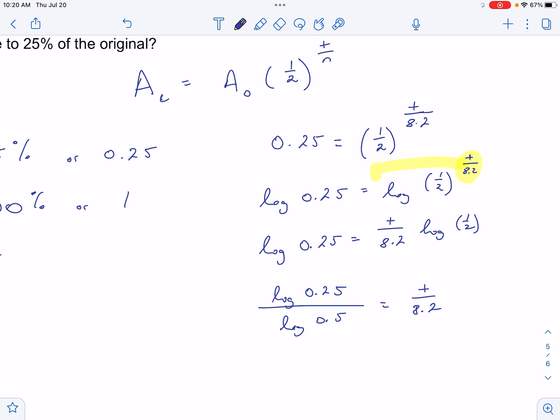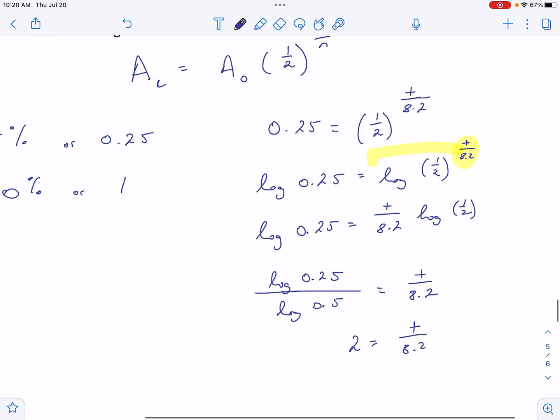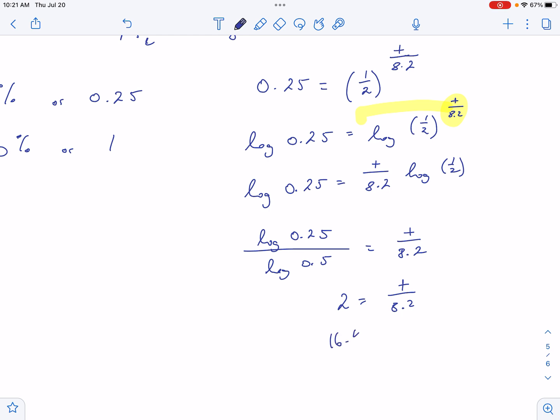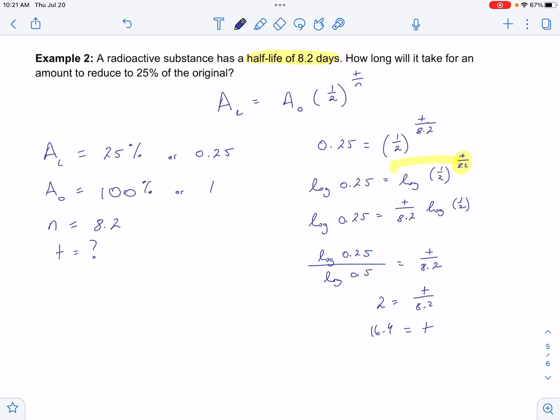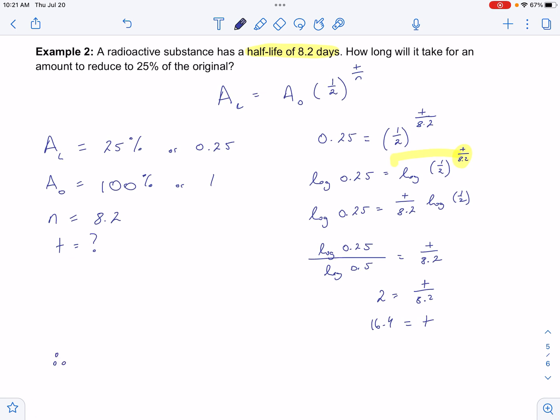Log of 0.25 divided by log of 0.5 is actually just 2. So 2 is t over 8.2. I multiply both sides by 8.2 to get 16.4 is equal to t. And so I can conclude with the therefore statement. Therefore, it takes 16.4 days to reduce to 25% of the original.